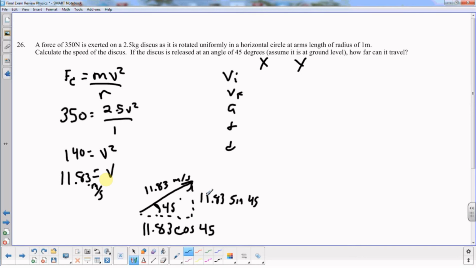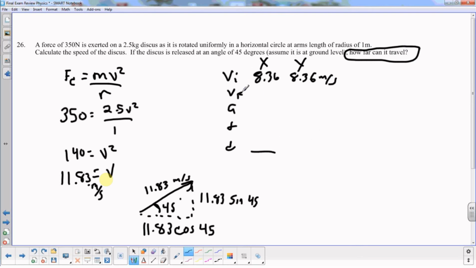Cosine 45. It's 8.36 meters per second. I'm going to verify this, but 11.83 sine 45 is also 8.36 meters per second. How far away is it going to travel? So we're looking at distance in the x. So I'm not worried about the y.